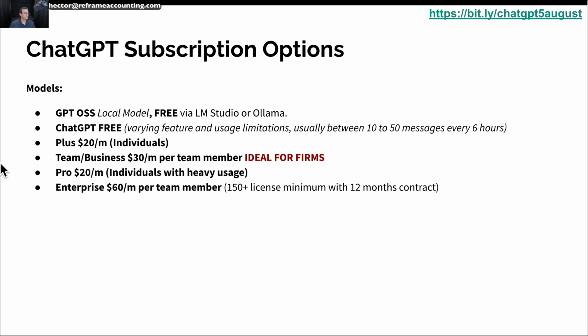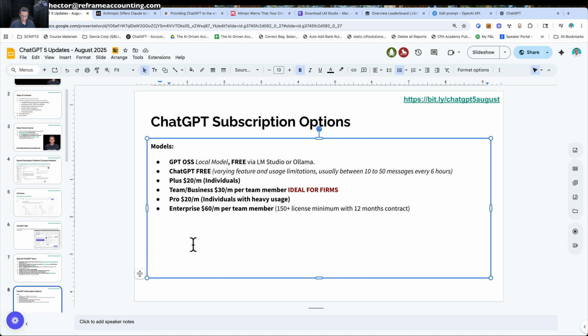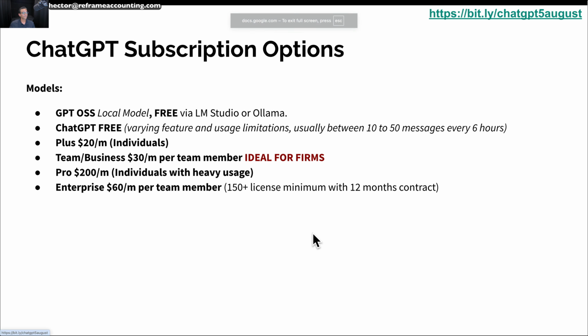And then the Pro Edition, and there's a little typo on the slide, so I'll fix that up really quick. The Pro Edition is $200 a month. That's for individuals with really heavy usage. Now, I happen to have both, the Team Edition and the Pro Edition.